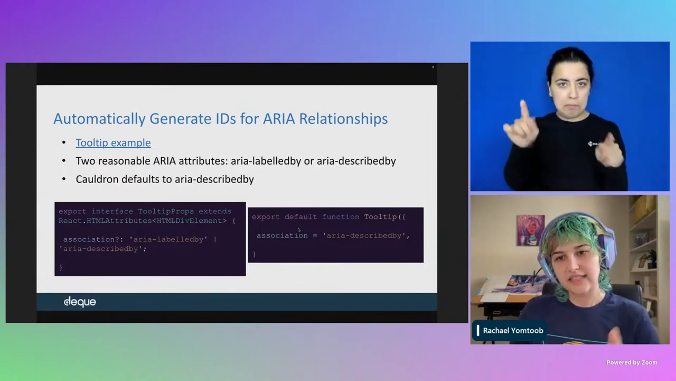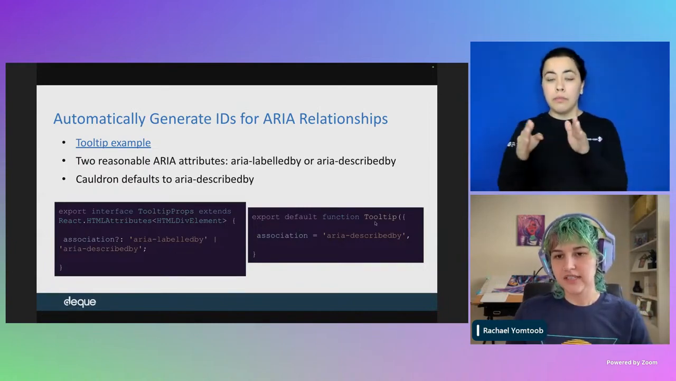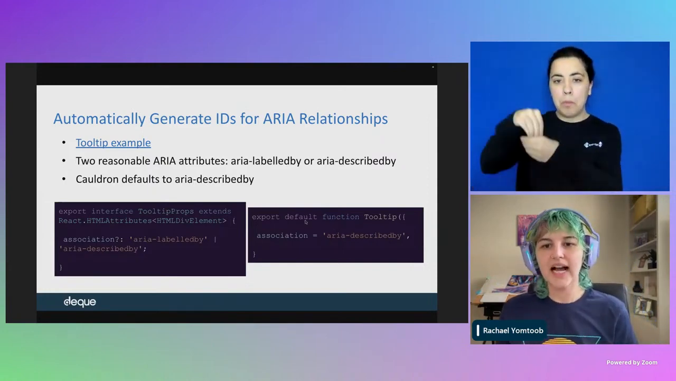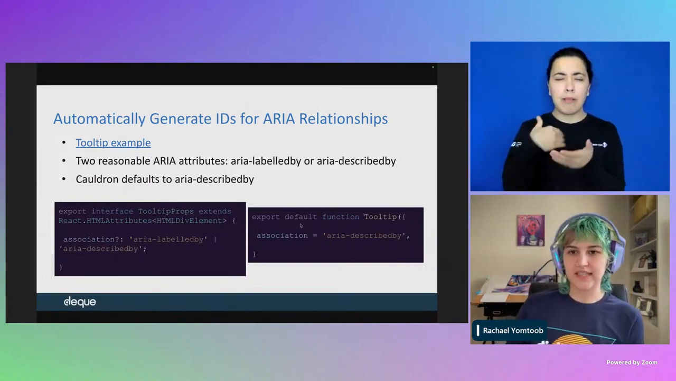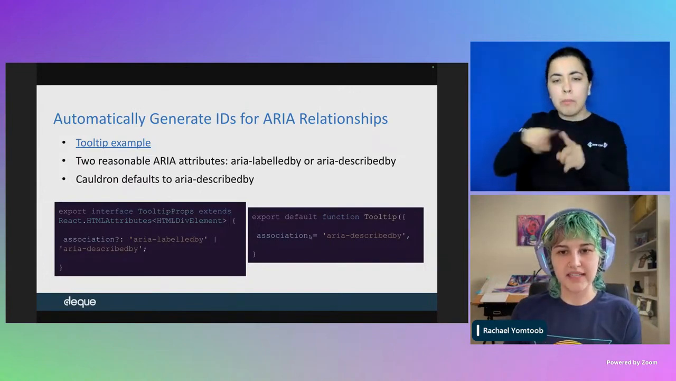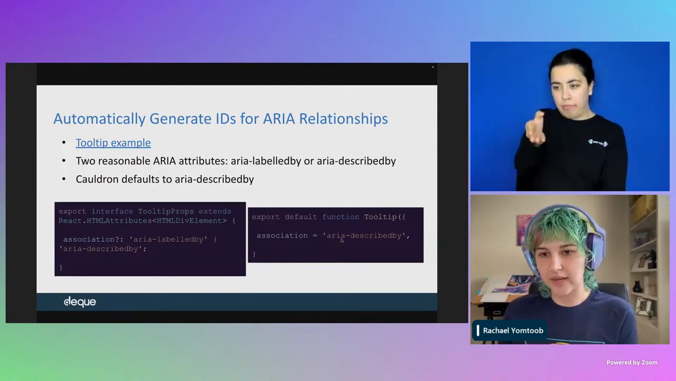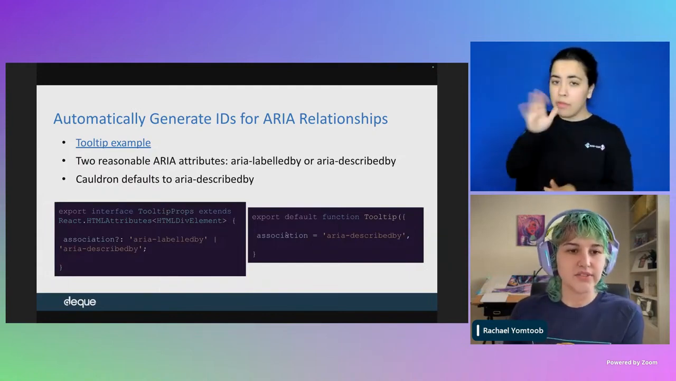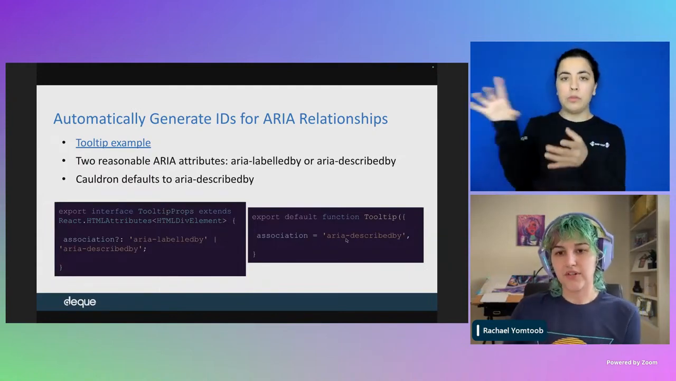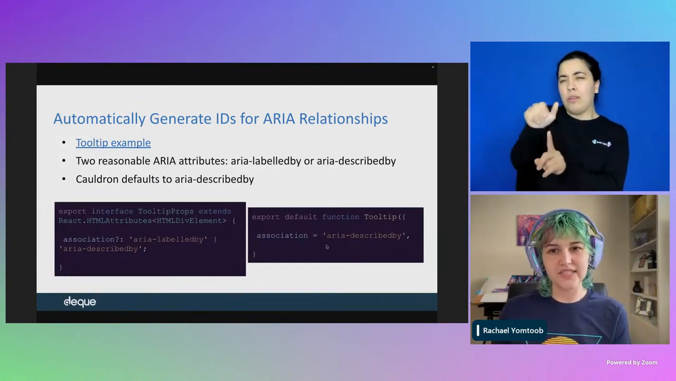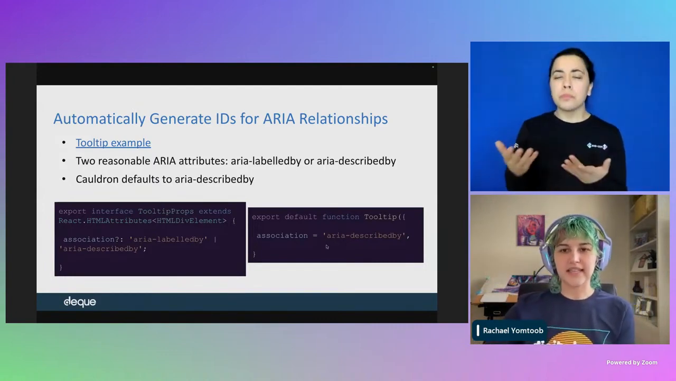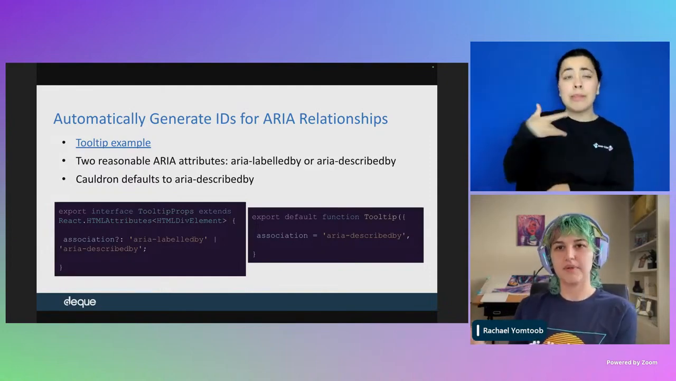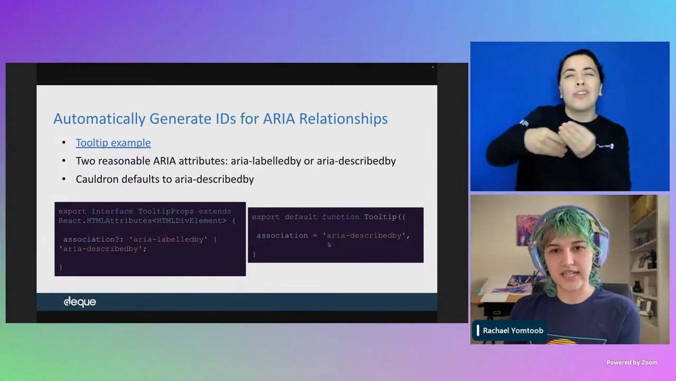And then the next code snippet I have is our function for the tooltip component, the functional component definition, where I've also excluded the other properties, but we can see that the association property is passed in with an equals aria-describedby string, meaning that if the developer doesn't provide a value for the association property, we will default it to aria-describedby. And the reasoning for that is we likely suspect that that's the most common use case. So typically tooltips are used to add extra context as opposed to labeling the target element itself.